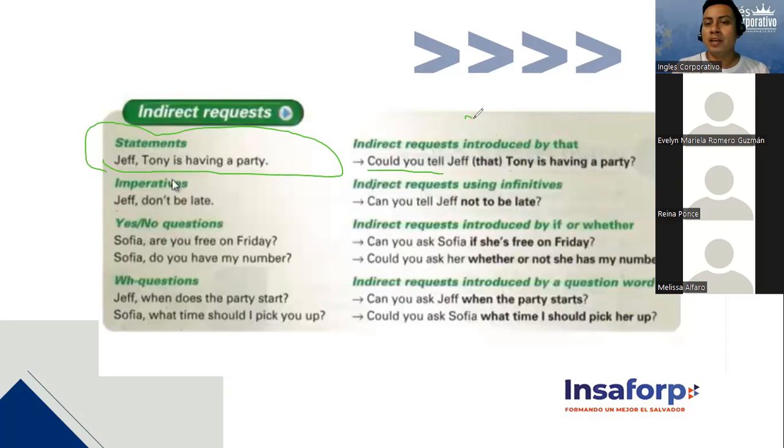So that, right here, becomes optional, you can say it or you cannot say it. Could you tell Jeff Tony is having a party? It's understandable, but it is also suggested to use that when necessary. So using this structure, think about where you are at this moment or any indirect message you want to send to anybody, but the person is not present. How can you give one example? I know some of you already finished the midterm, so this topic must be a little bit clearer on your end. So let's start creating sentences with could you tell.